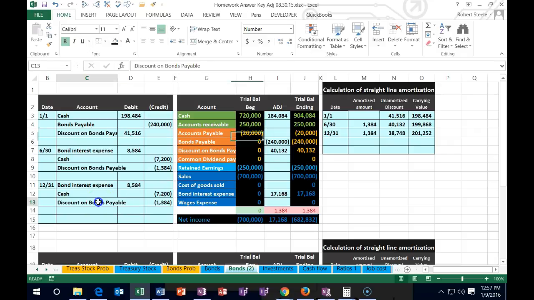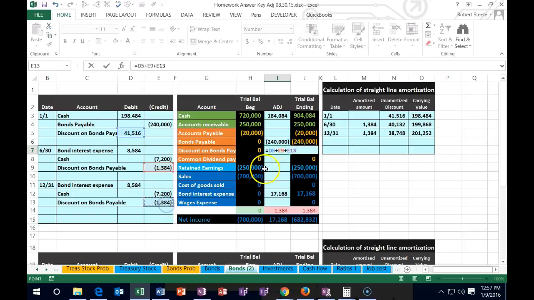And then we're going to post the decrease in the discount on the bond. Here it is here. There's something in it. So we're going to double click on I7, go to the end of it, and plus, this is a credit. It was a debit. We're going to make it go down. And it goes down to that 38,748, matching our table here.